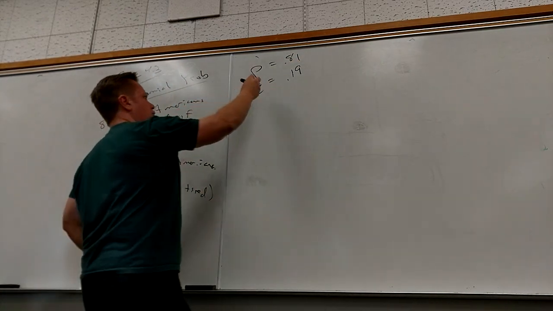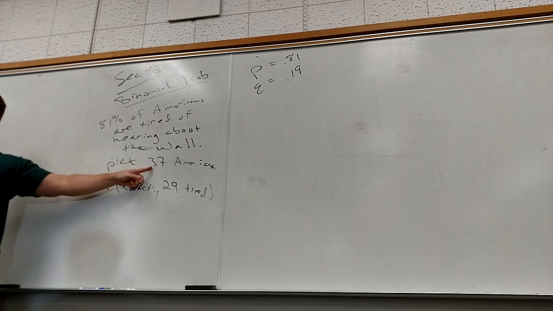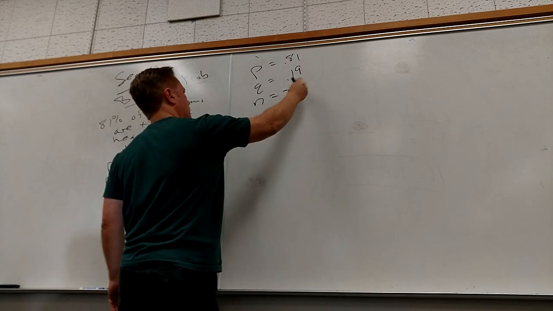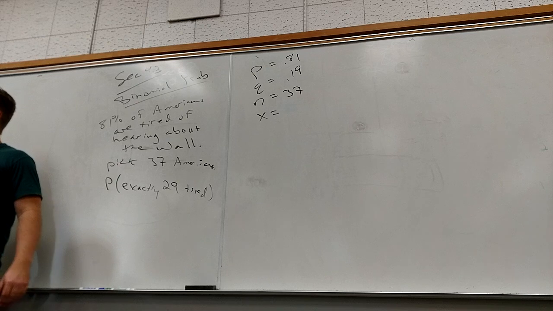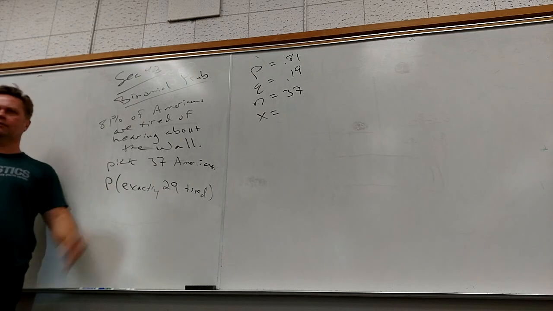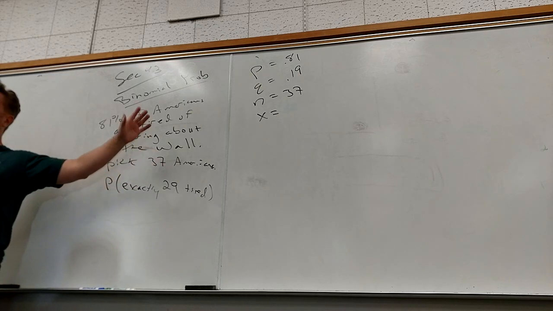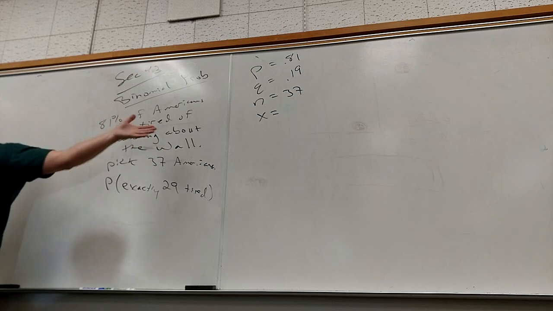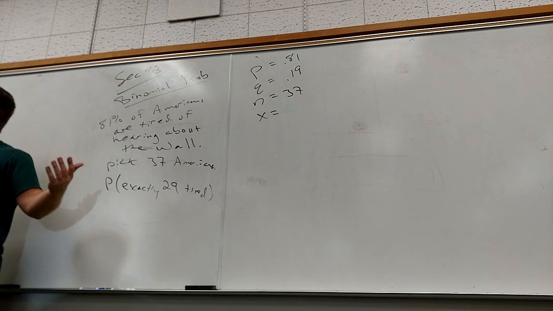Okay, what else can I get from this? 37 is what? N. That's my total number. And what's X? 29. That's the number of successes that I want. It's never going to be 29 out of 37. That doesn't make sense. That would only make sense if it was all equally likely. But no, it's more likely that they are tired than not tired, right? So you can't just do 29 divided by 37. That doesn't mean anything.